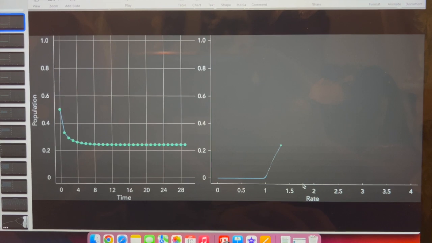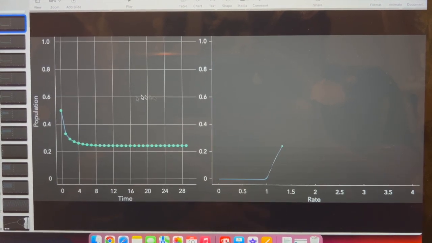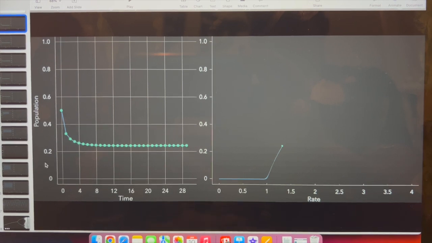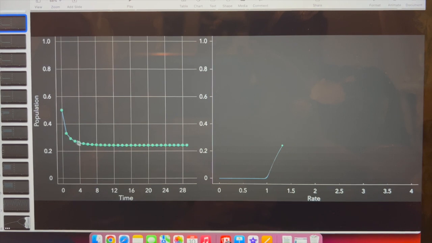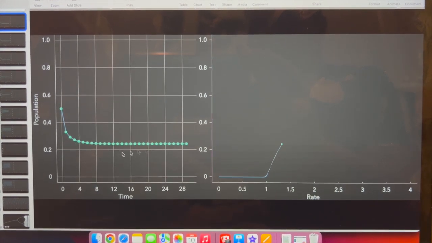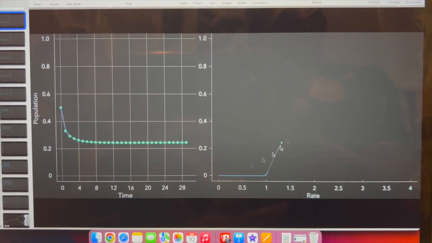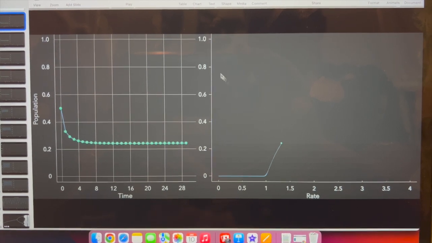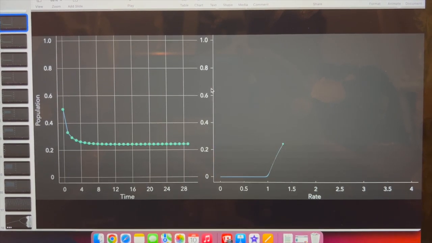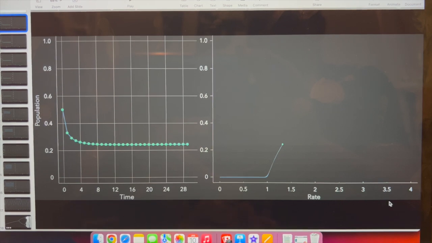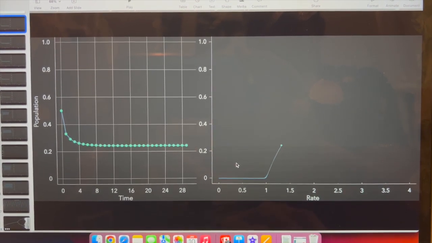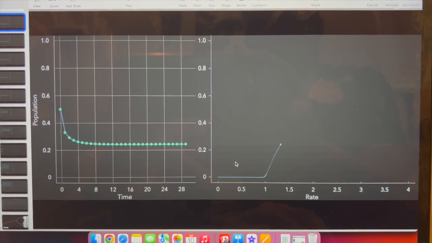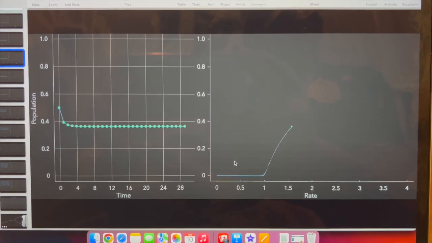Here is a graphical simulation of this equation, where the left side is the population over time. The population is on the y-axis, and the time is on the x-axis. After a few units of time, the population reaches a continuing equilibrium. On the right side, you can see the equilibrium as the growth rate increases. Equilibrium on the y-axis, the growth rate on the x-axis. You can see that once r reaches 1, the equilibrium increases steadily with the growth rate.